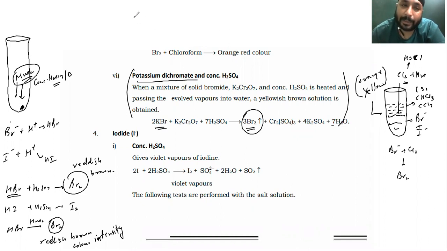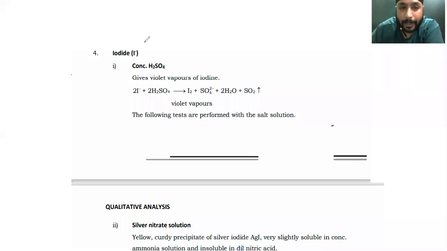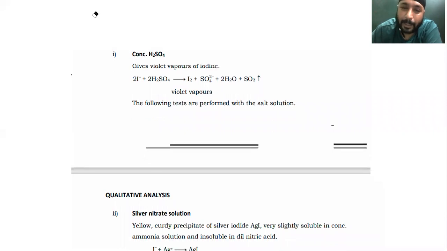So we'll be starting with the test of iodide right now. It will be similar to the halides, and most of the reactions of I minus we have already covered, right? Okay. Now the iodide anion test. I minus with concentrated H2SO4 will produce iodine, which is bluish violet vapors that will come out, right? Fine. We have already done this: similar to Br2, I minus will get oxidized by concentrated H2SO4 to form iodine, right?